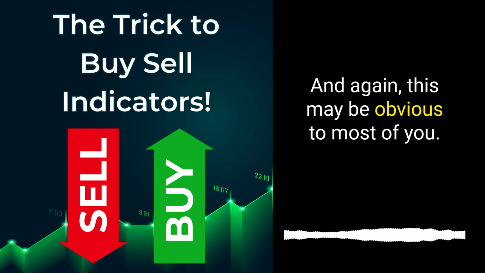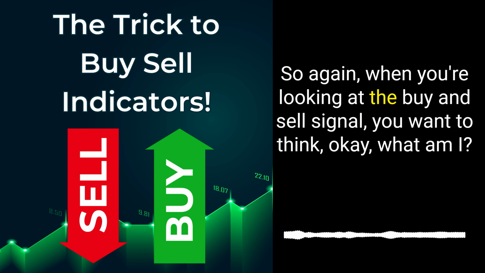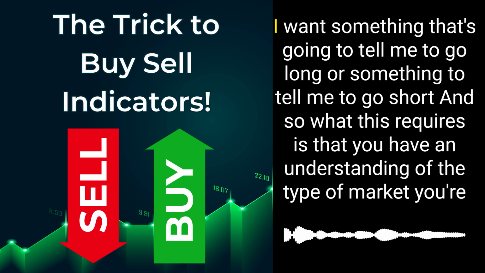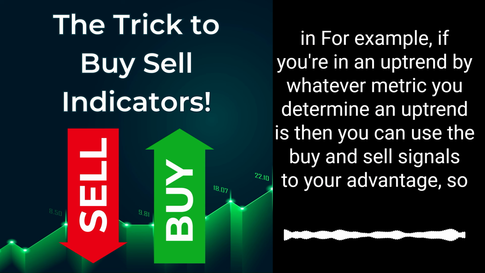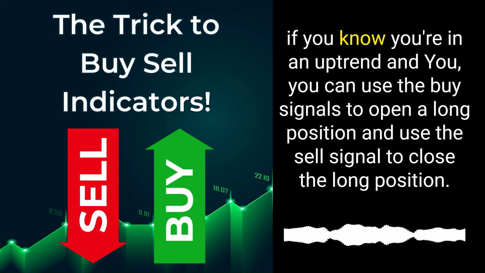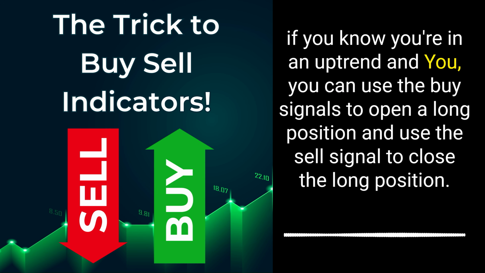And again, this may be obvious to most of you. When you're looking at the buy and sell signal, you want to think, okay, what am I looking for here? I want something that's going to tell me to go long or something to tell me to go short. And so what this requires is that you have an understanding of the type of market you're in. For example, if you're in an uptrend, by whatever metric you determine an uptrend is, then you can use the buy and sell signals to your advantage. So if you know you're in an uptrend, you can use the buy signals to open a long position and use the sell signal to close the long position.